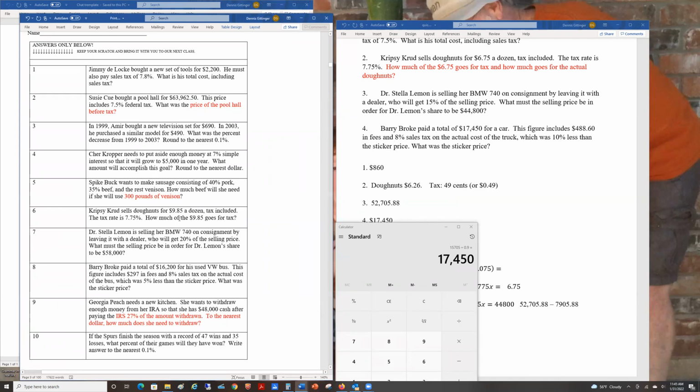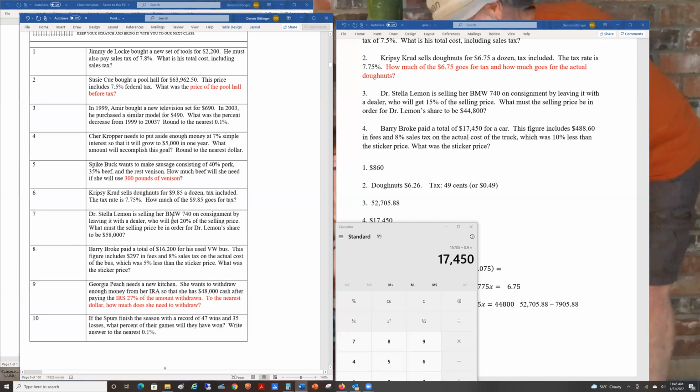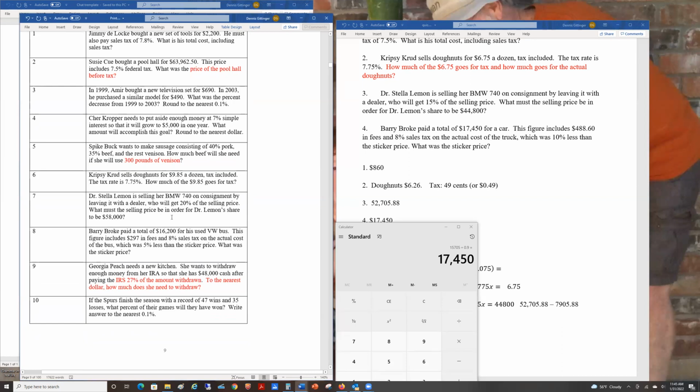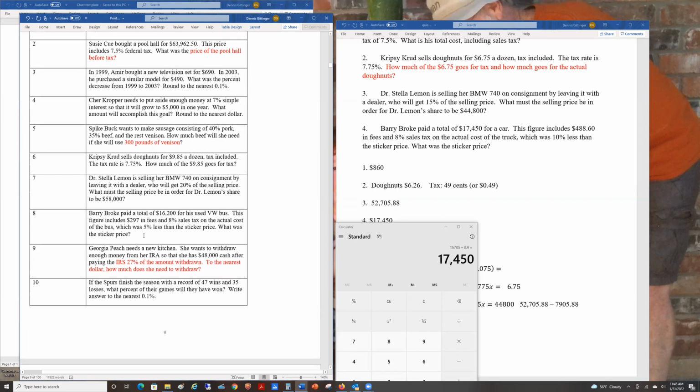In number 6, the 985 is 107.75%. And in number 4, the $5,000 is 107% of what you deposit. So it's the same sort of problem. All right. And 7 we talked about already. This is where you divide by 0.8. And number 8, that was the complicated one.